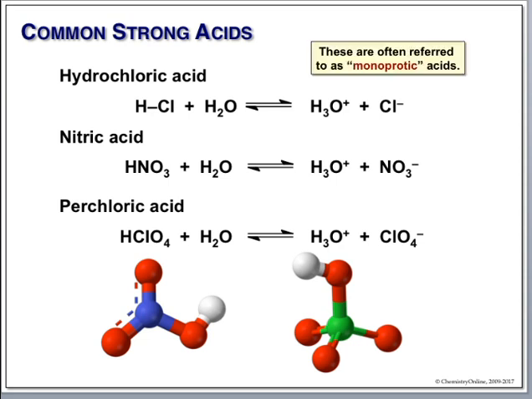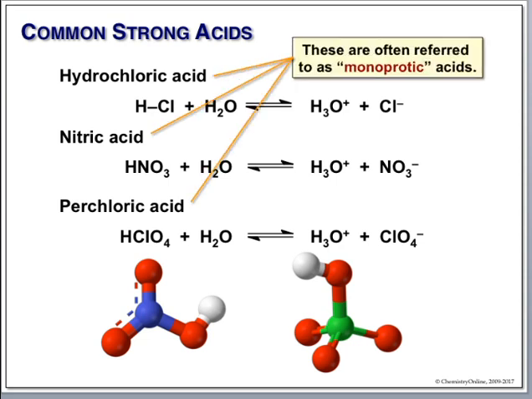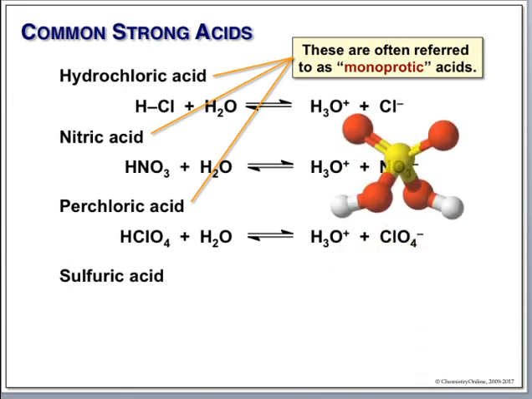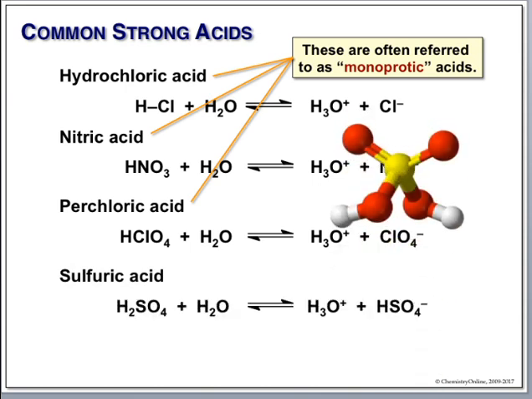Now everybody's favorite acid, these are called monoprotic. That's a fancy word for saying they only have one hydrogen to give up. Everybody's favorite acid, of course, is sulfuric. This is what it looks like. We put hydrogens on 2 of the oxygens. So that's H2SO4. We can take them off one at a time.